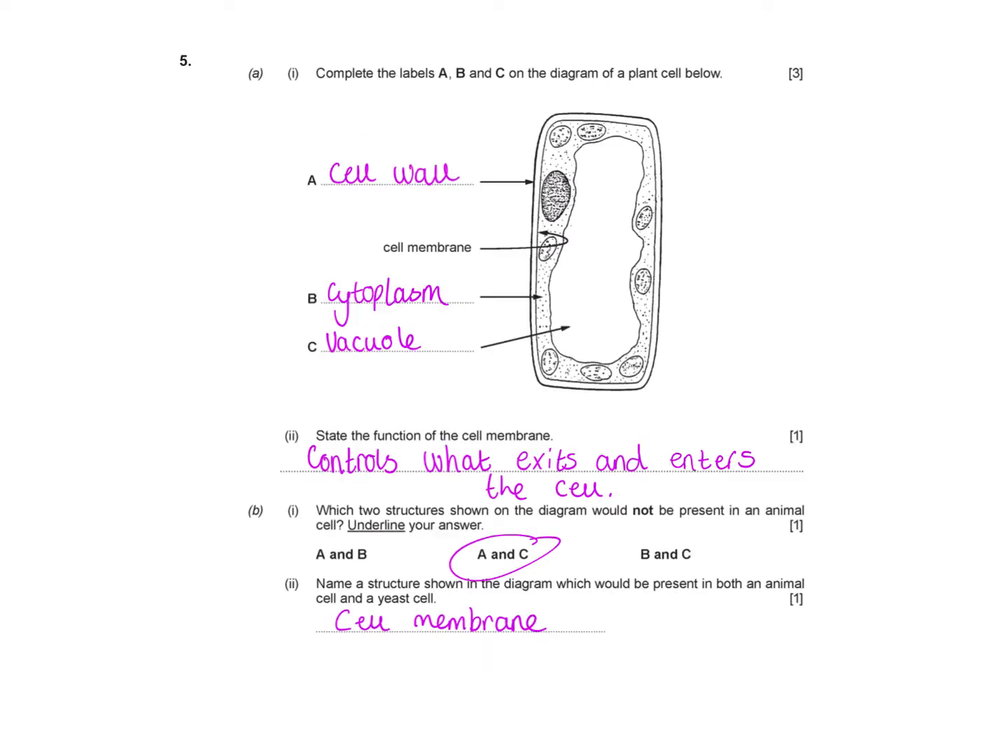Another question, you can see it's exactly the same thing. So the cell wall is the one on the outside here. Cytoplasm is all the little bits inside. You can see the little dots of the mitochondria in it, and the vacuole is that big bit in the middle. Can you see how they've got cell wall, cell membrane? What's the function of the cell membrane? It controls what exits and enters the cell. Two structures that would not be present in an animal cell: that's going to be A and C. Name the structure drawn which would be present in both an animal and yeast cell: a cell membrane.